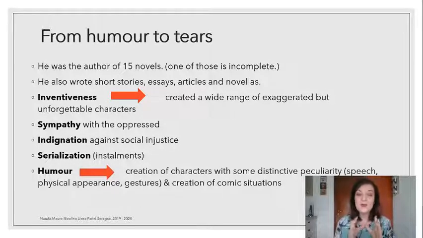So this is one of the most important characteristics of Dickens's novels, his ability to create a lot of unforgettable characters who are extremely different one from the others. Then, another characteristic of his novels is Dickens's sympathy with the oppressed. We have already said much about it.